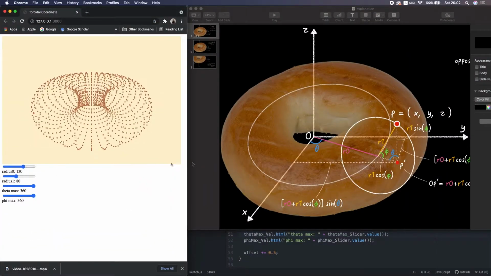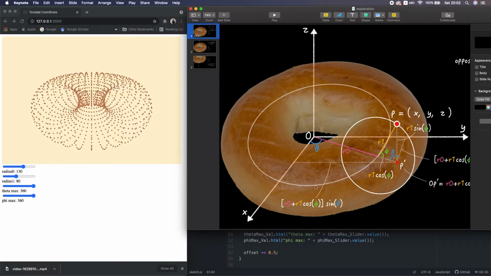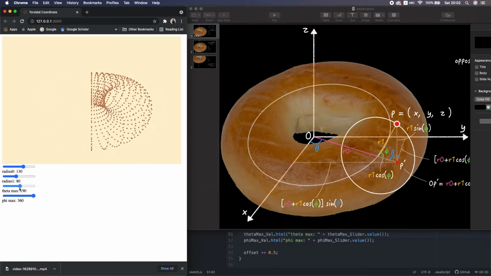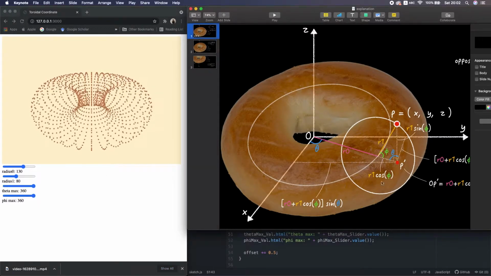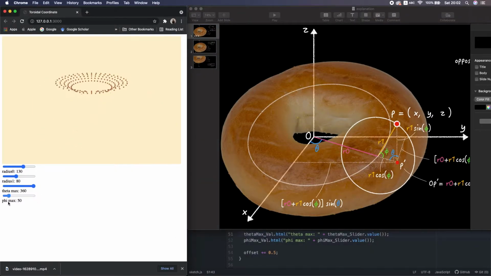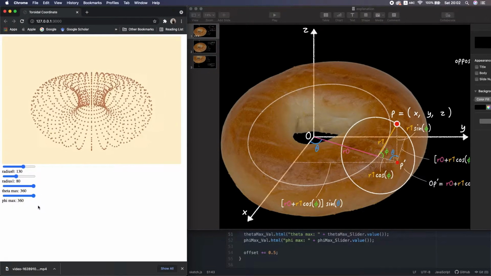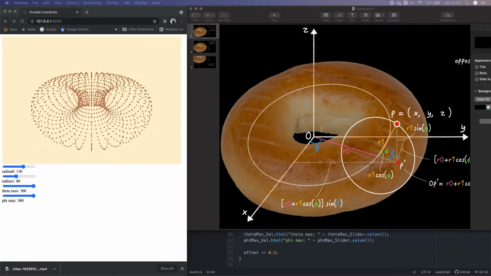So first theta goes around here like this. On the other hand, phi shapes this ellipse. With those sliders we can make sense of it much more easily.